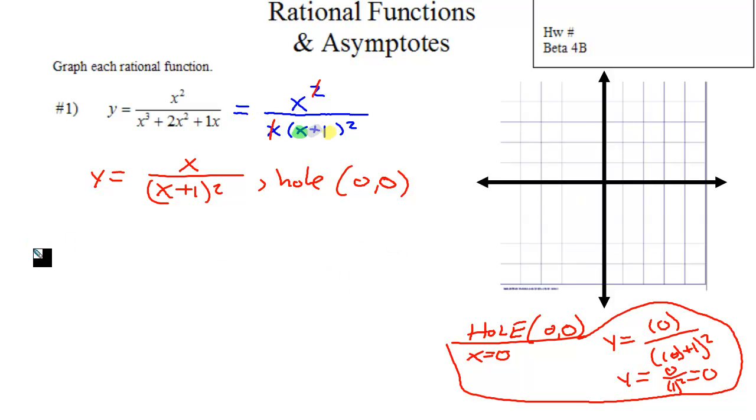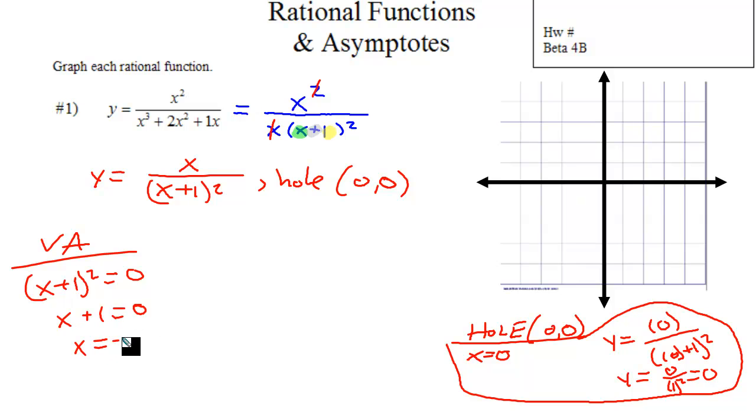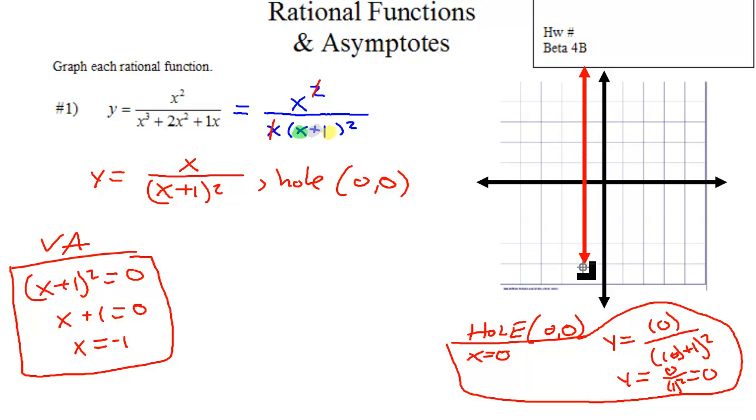Asymptotes. Vertical asymptote, take your denominator, set it equal to 0 and solve it. Put that on my graph. Asymptotes should be dashed. I'll fix that here shortly.